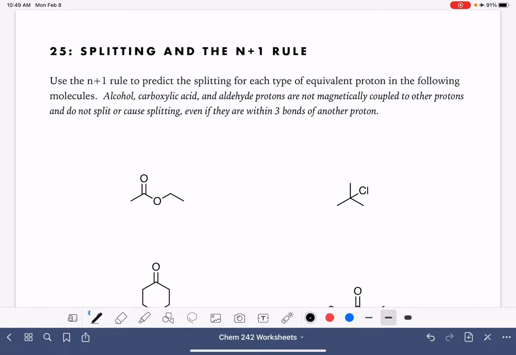Let's practice predicting the splitting patterns for the different protons in the 8 molecules on this worksheet. We're going to be using the n+1 rule. The n+1 rule helps us predict the splitting patterns. I'll explain that as we get into the rule.